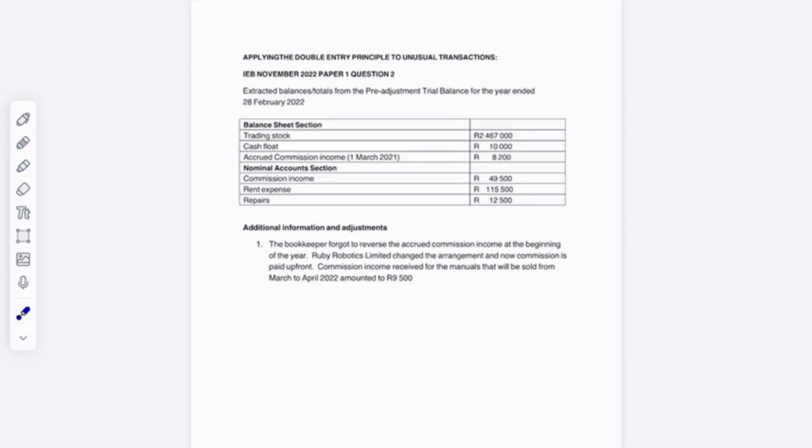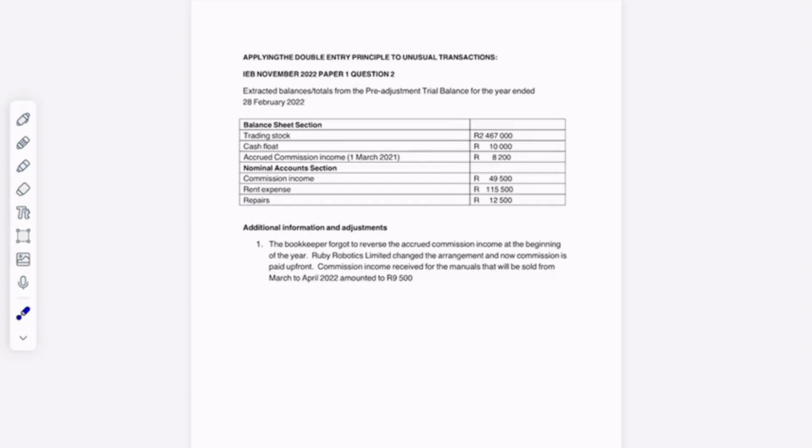From this IB question, I've just taken the information that we need in order to illustrate how to apply this double entry principle. The date for the year end is the 28th of February 2022. We've got three balance sheet accounts: trading stock, cash float, and accrued commission income at the beginning of the year. Then in the nominal account section, we've got commission income, rent expense, and repairs.